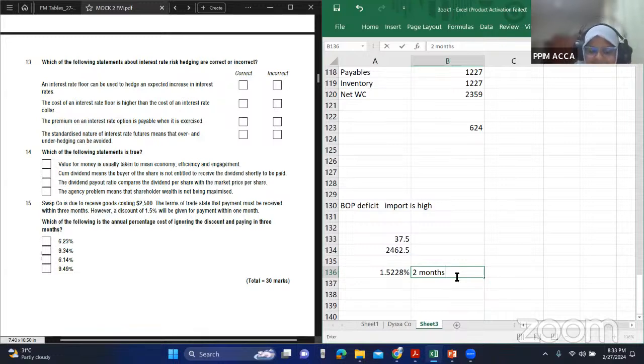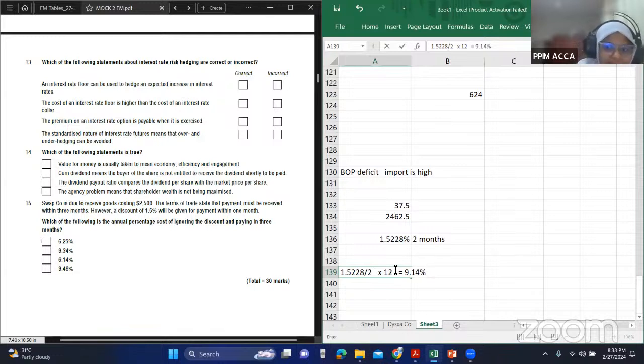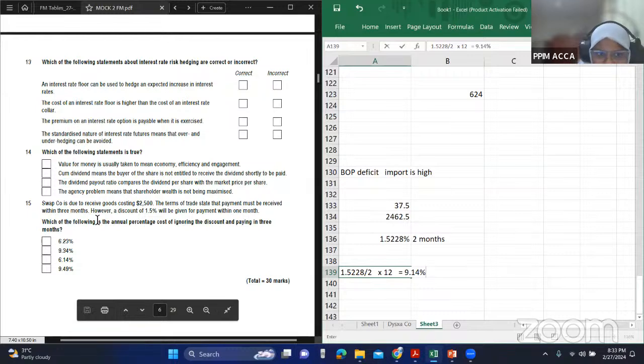Now, in this interest rate technical article, they say that if you want to get the annual percentage, you can just take 1.528. This is a 2-month figure now, so divide it by 2 and multiply it by 12. That will give you the annual rate. For 12 months, it will be 9.14. That's what they're saying in the technical article. But unfortunately, that answer is not there here. Like I said, there are different methods to do this.